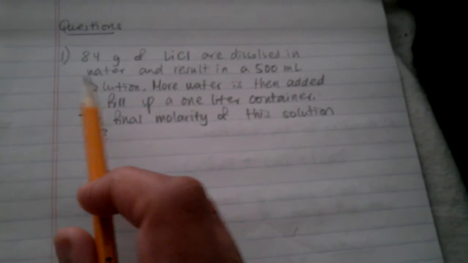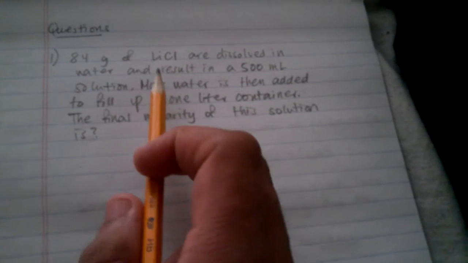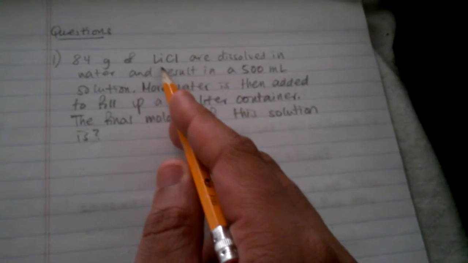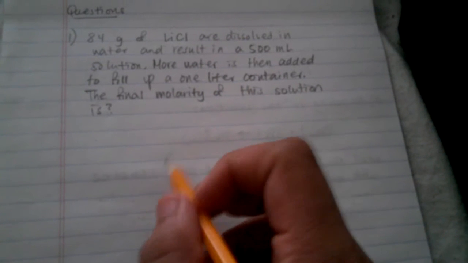Question one says we have 84 grams of lithium chloride, which is a strong salt, and it is also an ionic compound, which means it has an element on the left, which is lithium, and an element on the right, which is chlorine, and they're plus and minus, and they really don't share electrons. They're just stuck together in a solid geometrical pattern.